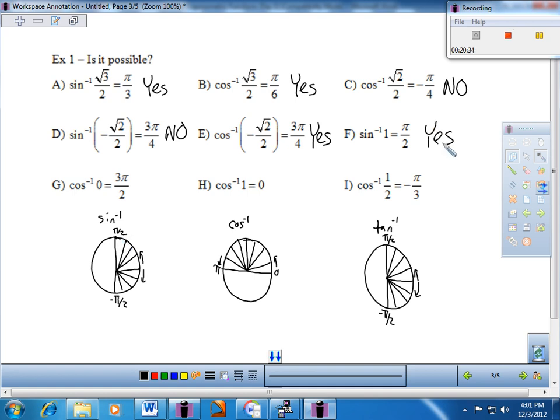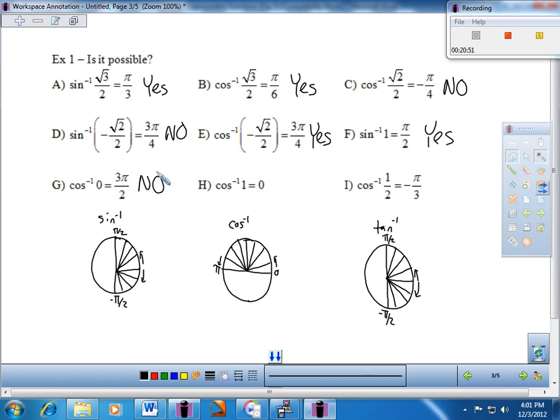Okay, a couple more here. So inverse cosine of 0, is it possible for that to be 3 pi over 2? Hey guys, 3 pi over 2 would be right down here in terms of its terminal side. And is that in our interval? No. So absolutely not. I mean, in this case, though, if I took the cosine of 3 pi over 2, I would get 0, but it does not apply on the inverse because it's outside our interval.